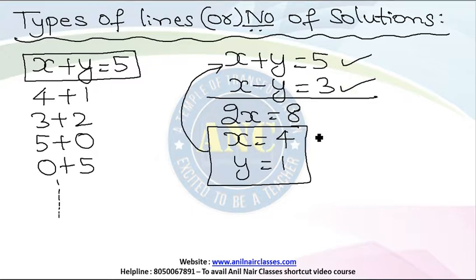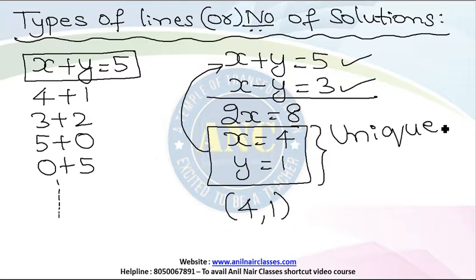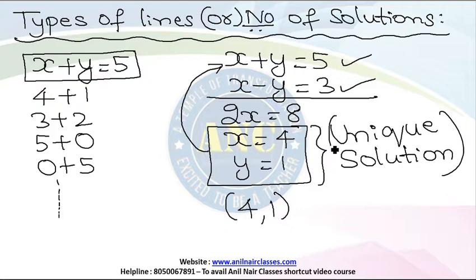How many solutions are there for this particular equation? There is only one solution, and that solution is nothing but 4, 1. That means this kind of equations or this kind of straight lines has a unique solution. Only one solution is available for this kind of straight lines. That is the meaning of it. Now we will see what are those different types of straight lines which are available, or how many solutions are there for each and every different type of straight lines. That is what we are going to discuss right now.